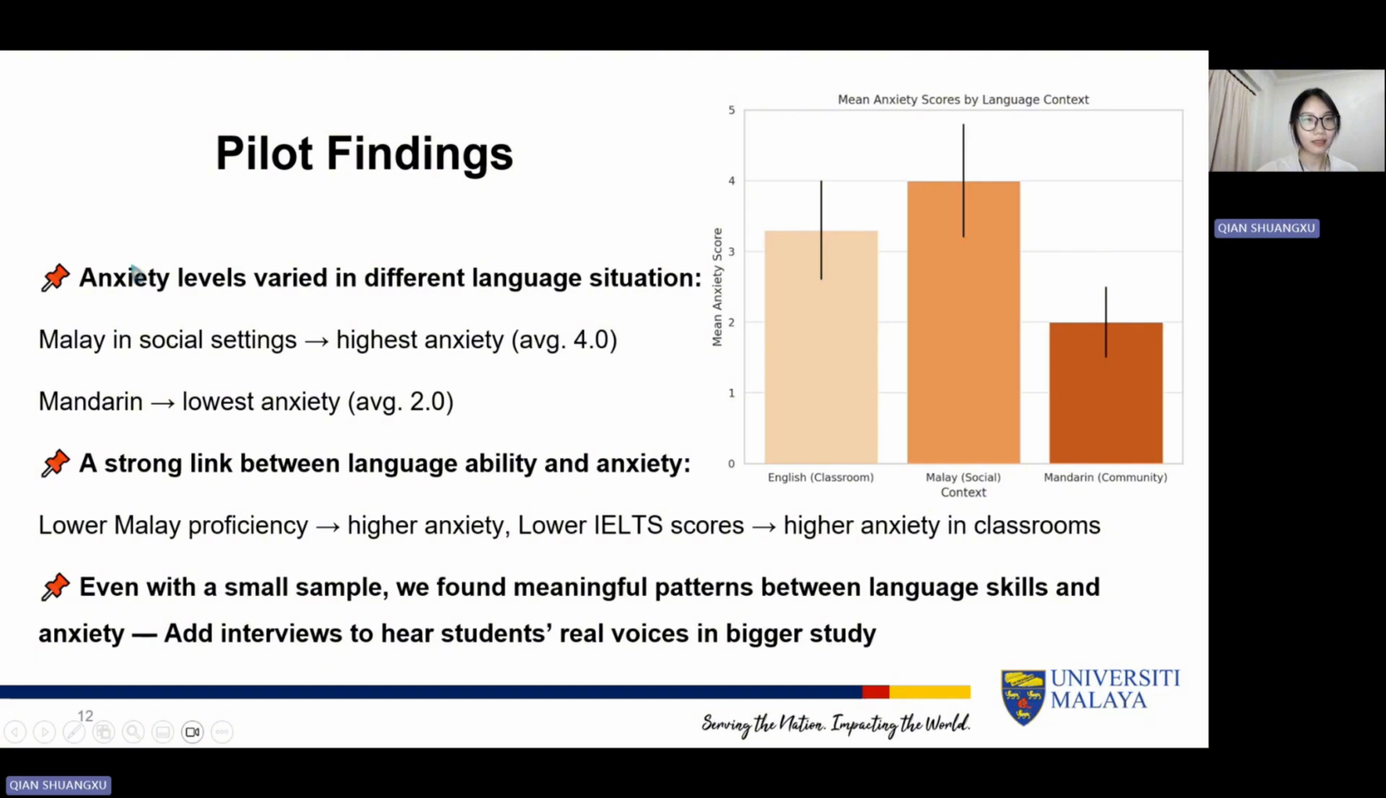Through our pilot study, we found that anxiety levels varied in different language situations. As we can see from this chart, students had the highest anxiety level with Malay in social settings, and of course, Mandarin had the lowest anxiety. Also, we found a strong link between language ability and anxiety. Lower language proficiency mainly leads to higher anxiety.